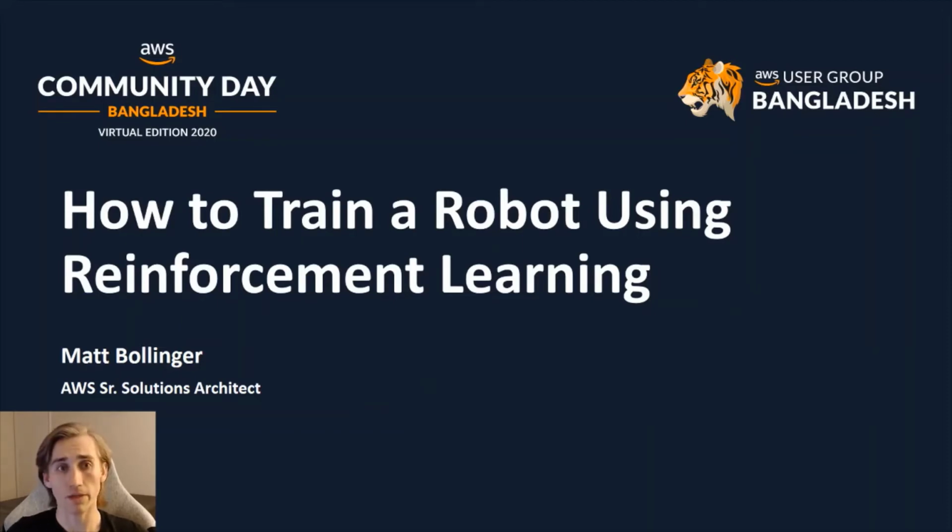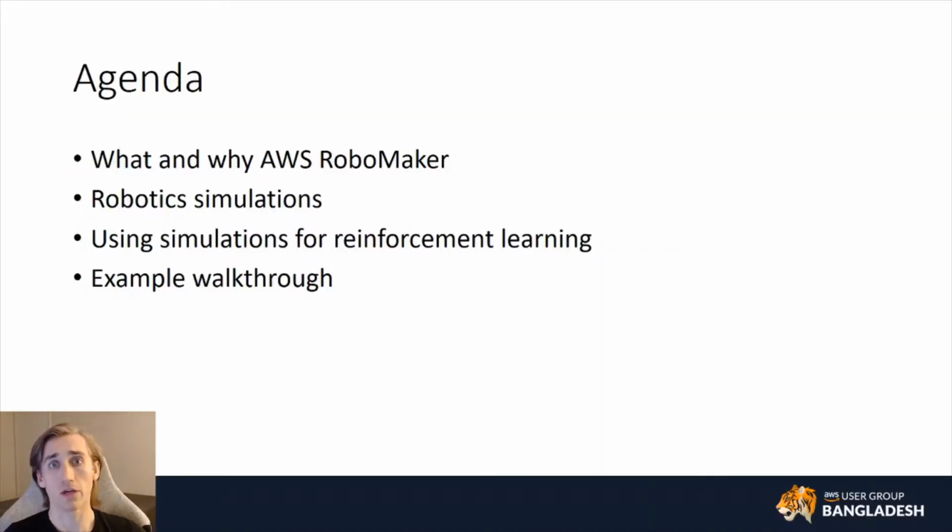And so what we'll be talking about today, really we're going to start with what is AWS RoboMaker and why should you use it. Talk a little bit more about robotic simulations, why they're important, and why they benefit from running in the cloud. And then how to use these simulations to do reinforcement learning to complete a task, whatever it may be. And then finally, we'll end with a demo walkthrough of one of our sample applications so you can learn how to run this yourself and then get started with doing your own reinforcement learning with your own robotics applications. So let's dive right in.